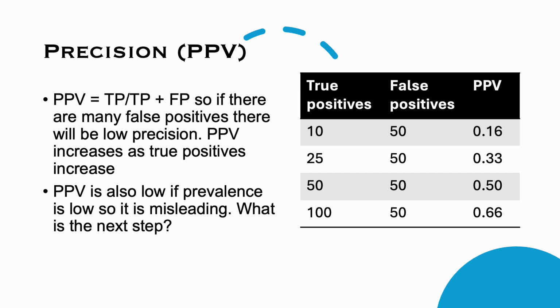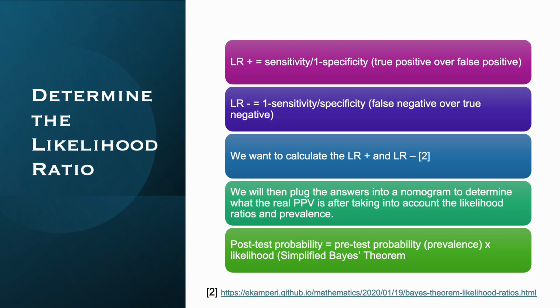What then is the next step? The next step is to determine the likelihood ratio. And you can determine a positive likelihood ratio or a negative likelihood ratio. You'll use the positive if you're interested in a positive test. In this case, we're talking about COVID. Or negative if you're interested in a negative test. And to make it simple, a positive likelihood ratio is the true positives over the false positives. Negative likelihood ratio is the false negatives over the true negatives. So we'll end up calculating both positive and negative in this demonstration.